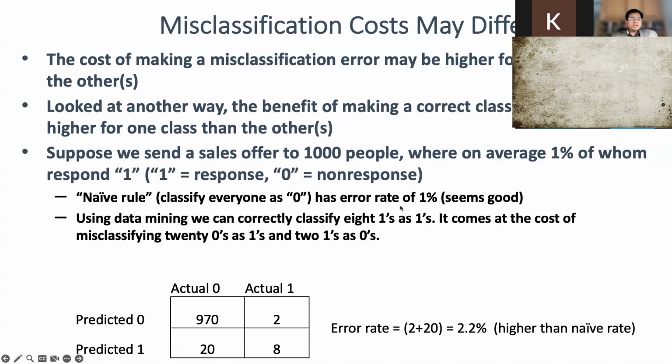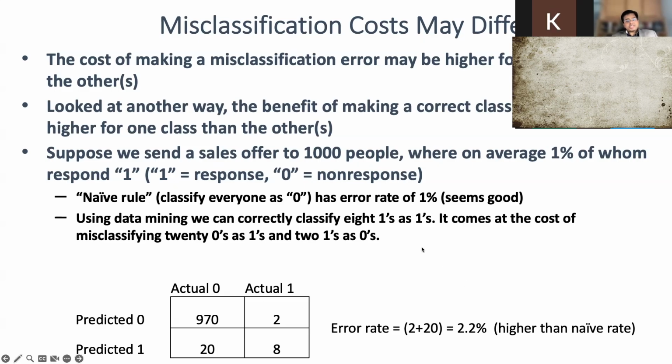But using data mining, we can correctly classify which ones are the right ones, right? So for example, here, let's say 0 and 1 indicate non-response and response. Those who are non-respondents and we predicted them as non-respondents, there were 970 of them. Those who are responders and we predicted them as non-responders, there were 2 of them. Those we predicted as responders who ended up being responders are 8 of them. And 20 are those we predicted as responders, but they were actually non-responders. So the error rate in this case is 2.2%, right? Because 2 plus 20 are the errors out of the total.